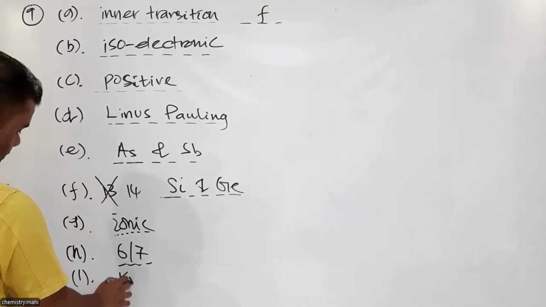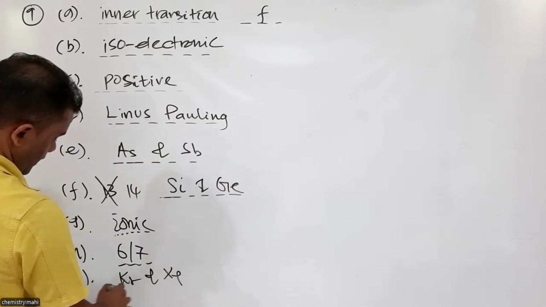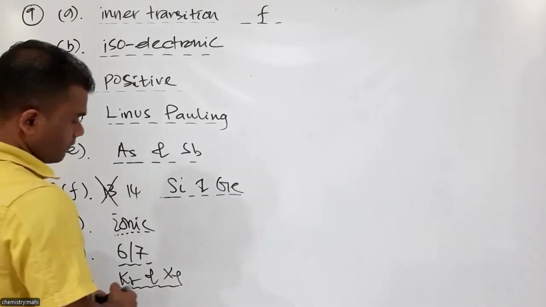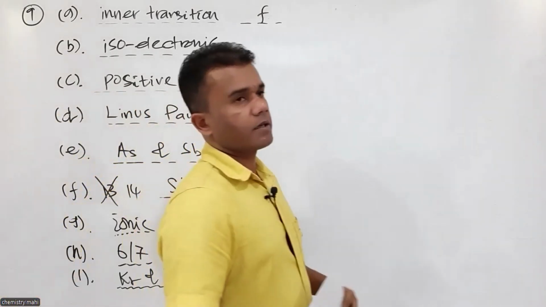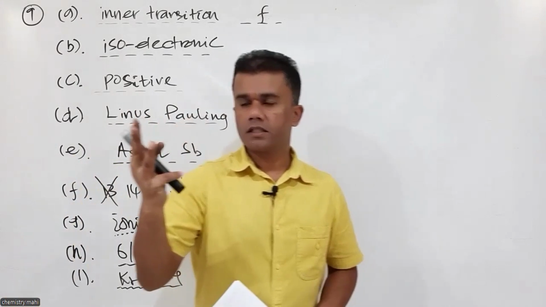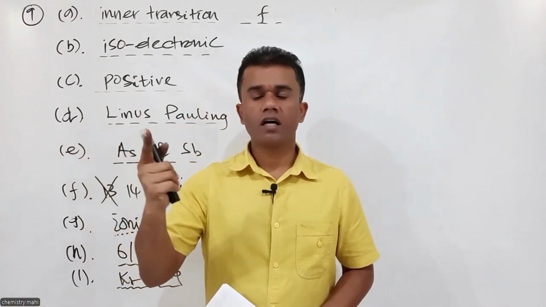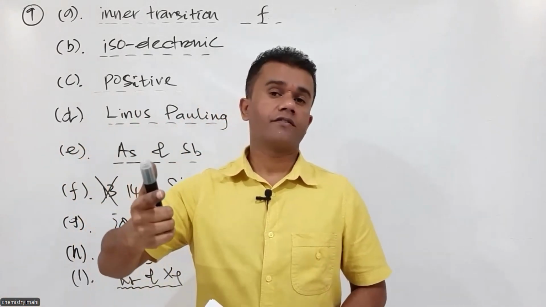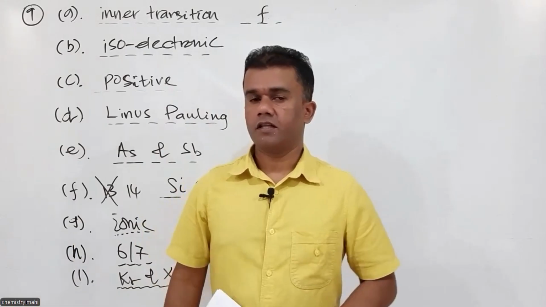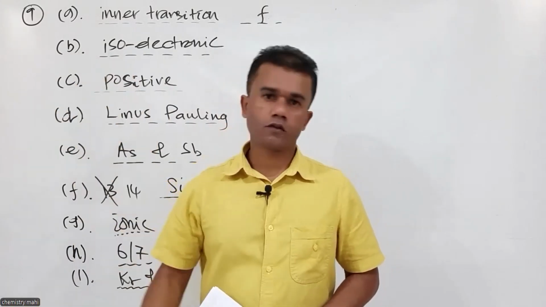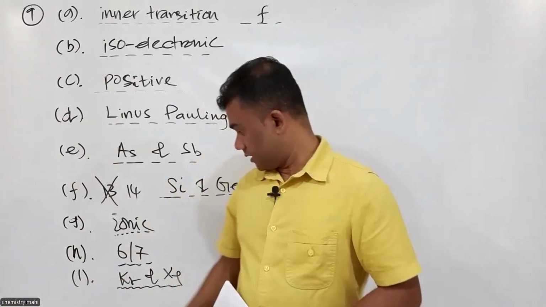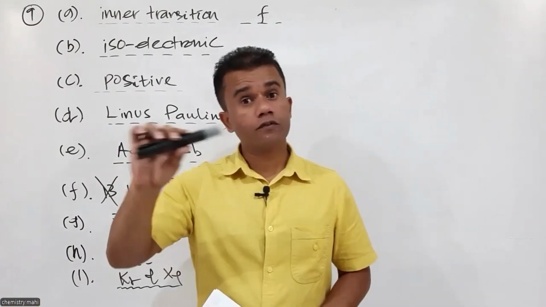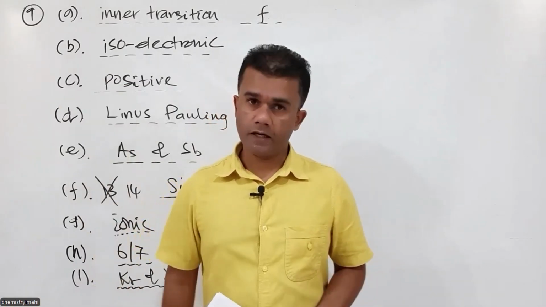It's krypton and xenon. They have a large atomic radius. The valence shell electrons are, maybe, helium 1s2, neon 2, then argon, krypton. Krypton has 4s2, 4p6, and we have 4d also in krypton. Then xenon has 5s2, 5p6, and 5d also there.